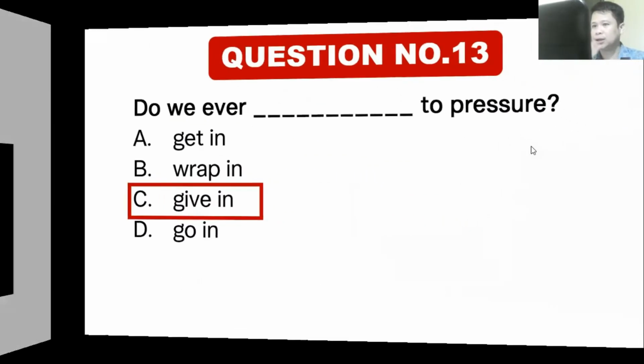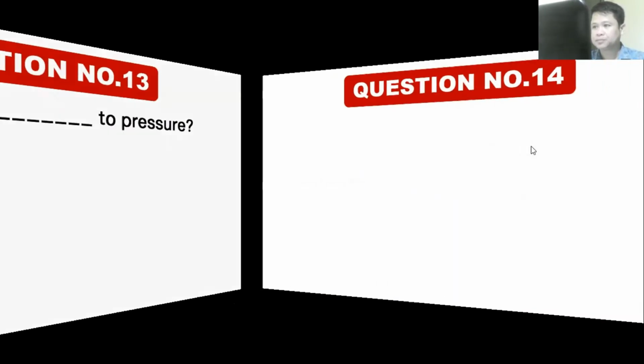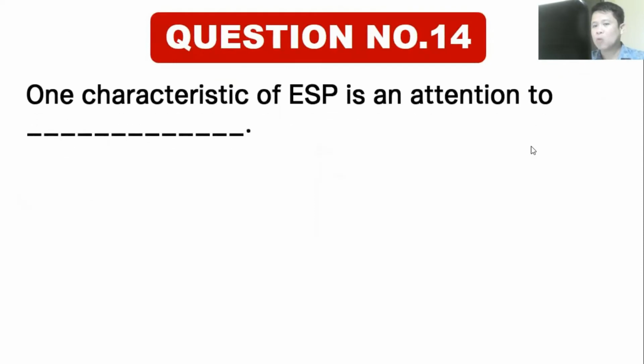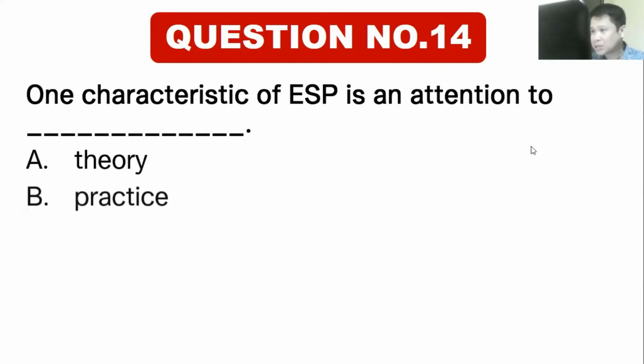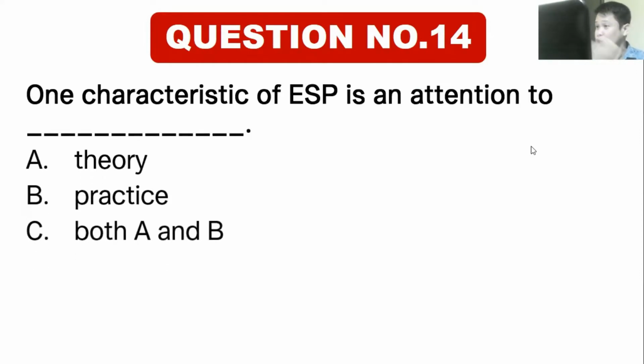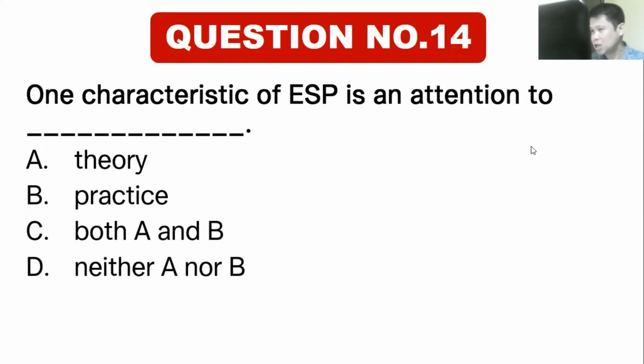Next, number 14. One characteristic of ESP is an attention to A, theory, B, practice, C, both theory and practice, both A and B, D, neither theory nor practice. It's neither A nor B.